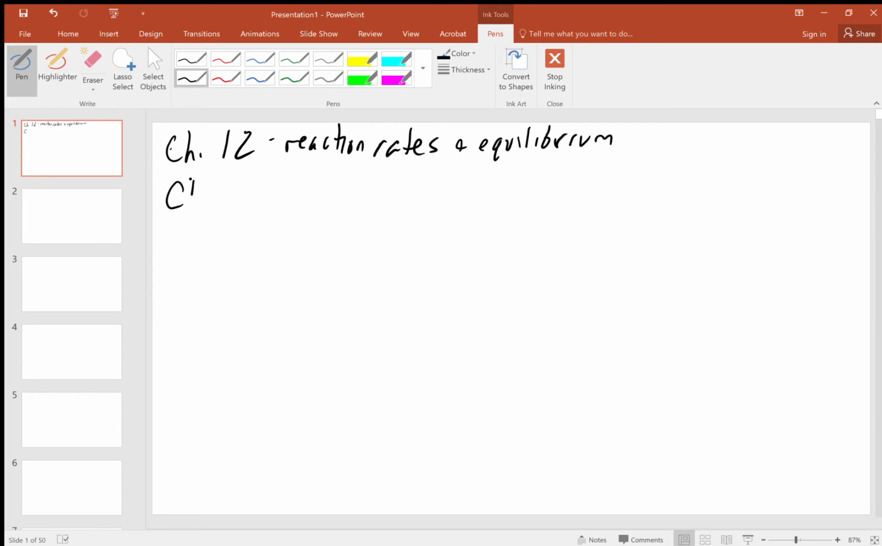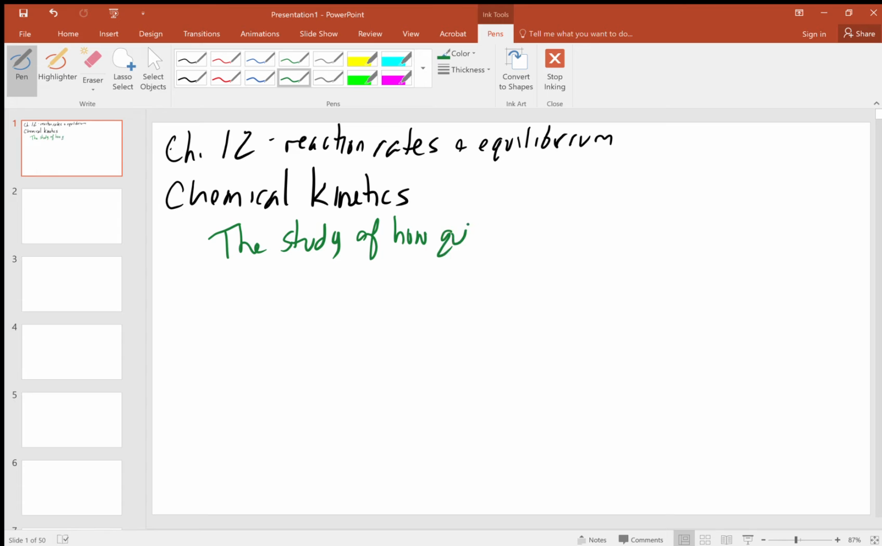And so we start out by talking about chemical kinetics. So first of all, what are chemical kinetics? Well, this is the study of how quickly chemical reactions occur. So just because it's favorable for a reaction to occur doesn't mean that the reaction actually will take place.